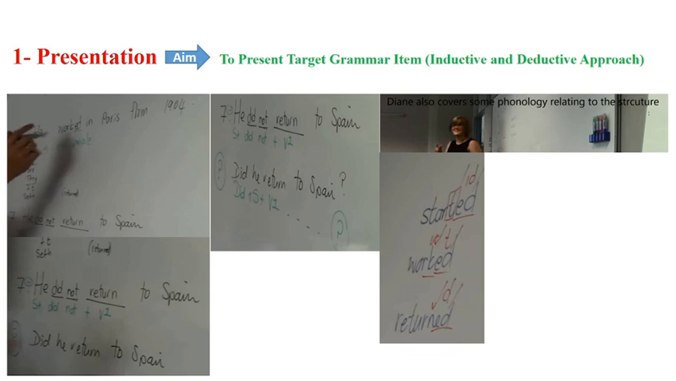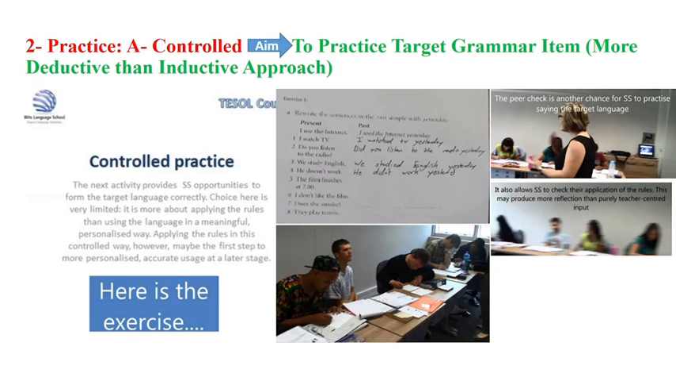In the second phase or stage of the PPP model, which is practice, the first part is controlled practice. The target grammar item is past simple. Here the approach is more deductive than inductive, and the next activity provides students opportunities to form the target language correctly. Choice here is very limited. It is more about applying the rules than using the language in a meaningful, personalized way.